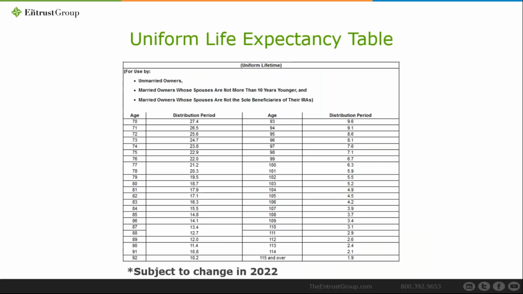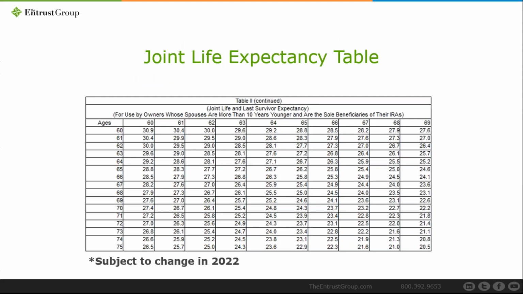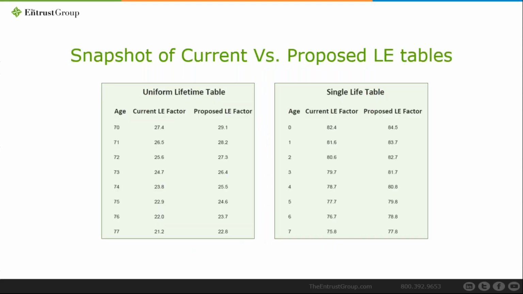Here's a snapshot of the uniform life expectancy table, which is subject to change in 2022 because new tax tables have been provided by the IRS, and life expectancies have been increased. Here's a sample of the joint life expectancy table. Now, keep in mind, this is a longer table. This is just a part of it, all right? And here's a snapshot of the current versus proposed.